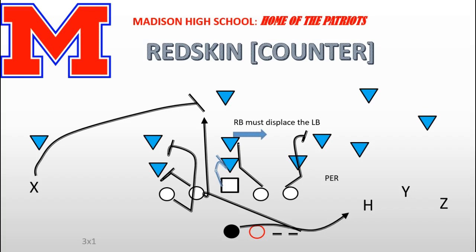All right, coaches, the next one we're going to take a look at is going to be the counter play. Counter in our offense is called Redskins. That's just what we call it. But again, we're running basically just the basic counter play. We want to pull, get out there in front and try to get to the outside or inside, depending on where we're at. You can tell what I've got drawn up here. It says running back must displace the linebacker. So that's basically what he's doing.